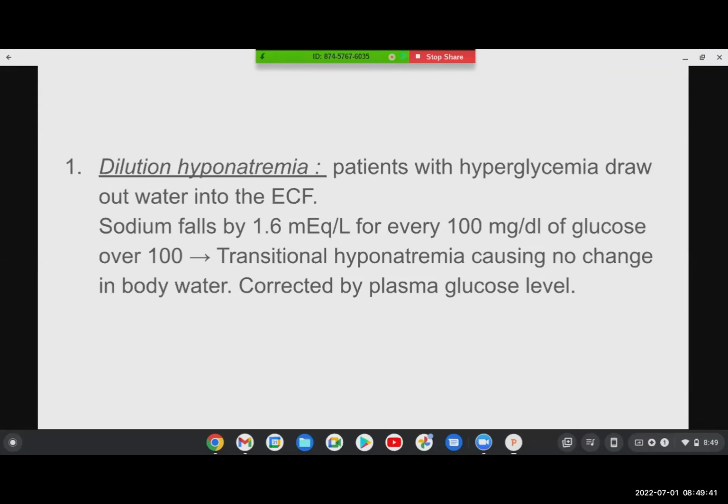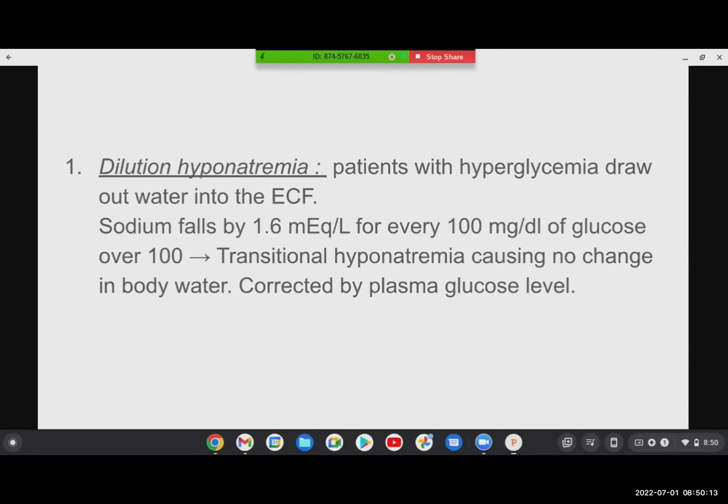Sodium falls by 1.6 milliequivalent per liter for every 100 milligram per deciliter of glucose over 100. So translational hyponatremia occurs, causing no change in the actual body water, and it is basically corrected by the plasma glucose level itself. If we correct the plasma glucose level, we don't need to worry about the hyponatremia because it will get corrected automatically, and we don't need to independently pay attention to the sodium status.